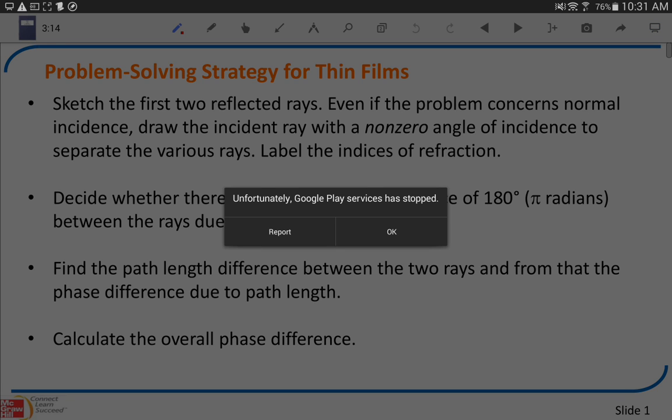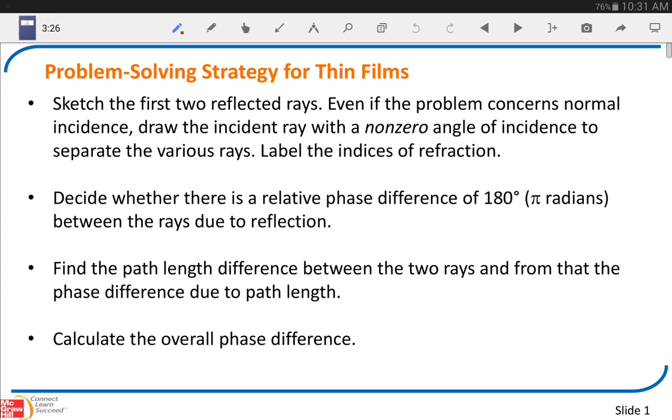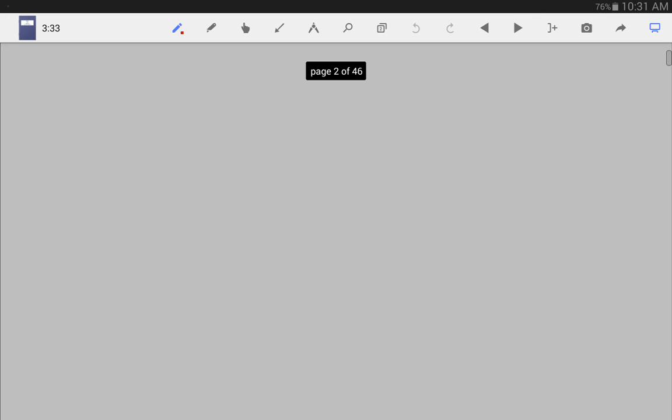So you need to evaluate each interface to determine if you're going to have that phase inversion or not. Then you need to find the path length difference between the two rays, and from that the phase difference. And finally, you're going to calculate the overall phase difference and determine if you have constructive or destructive interference. So let's do an example.